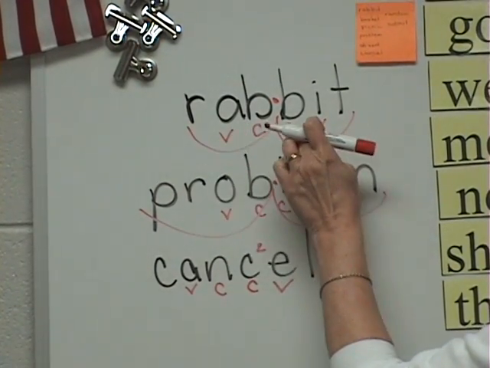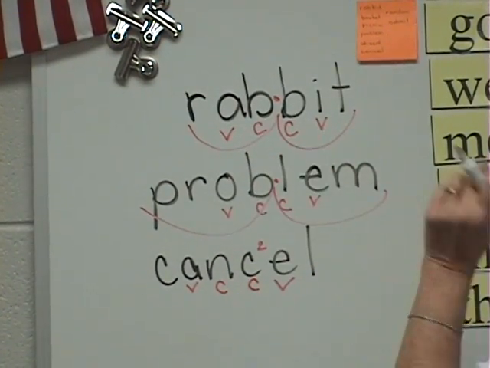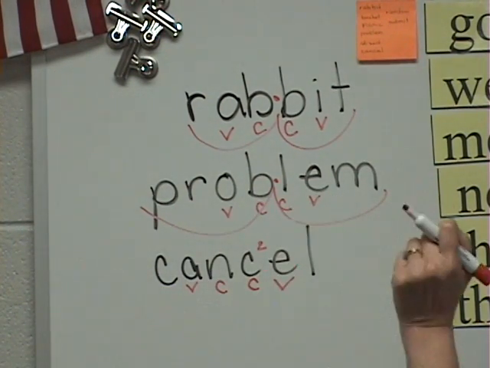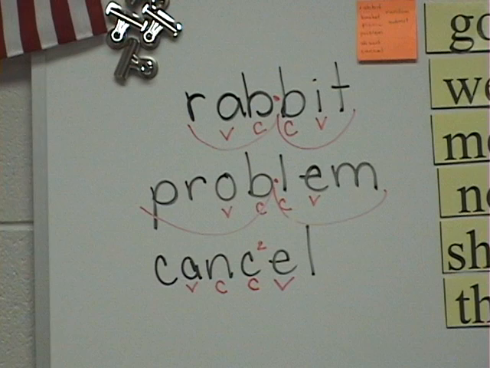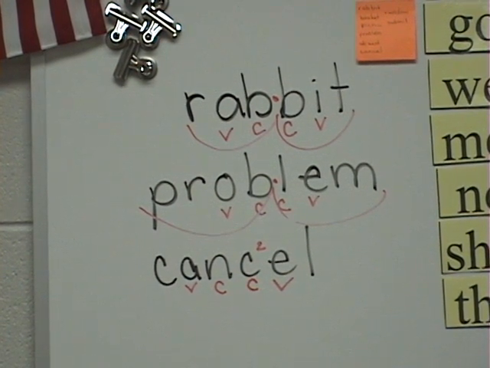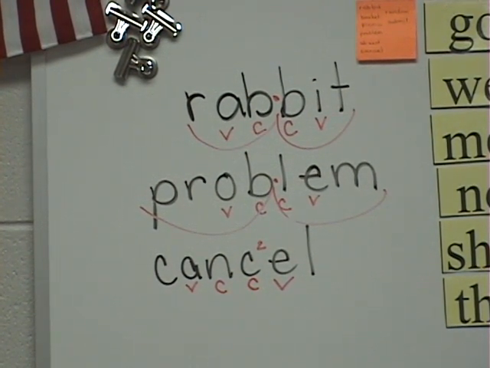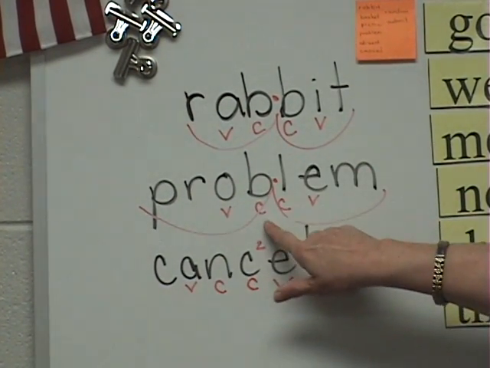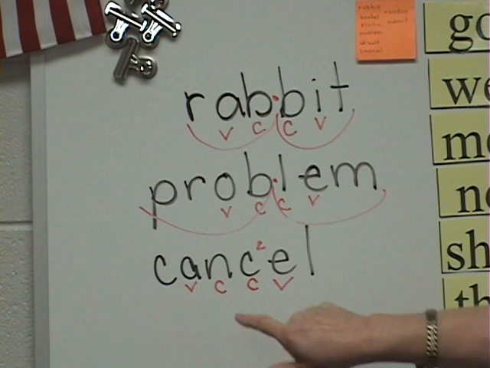This one we had 2 vowels and 2 consonants, and we broke it between the 2 consonants. Where do you think we're going to break this word? Peyton? If we broke this one between the 2 consonants and this one between the 2 consonants, where do you think we're going to break this one?